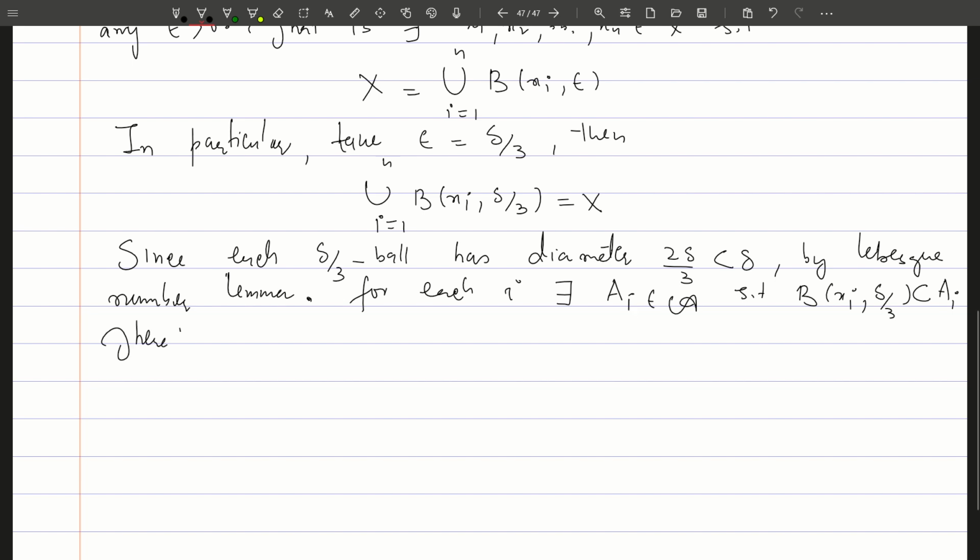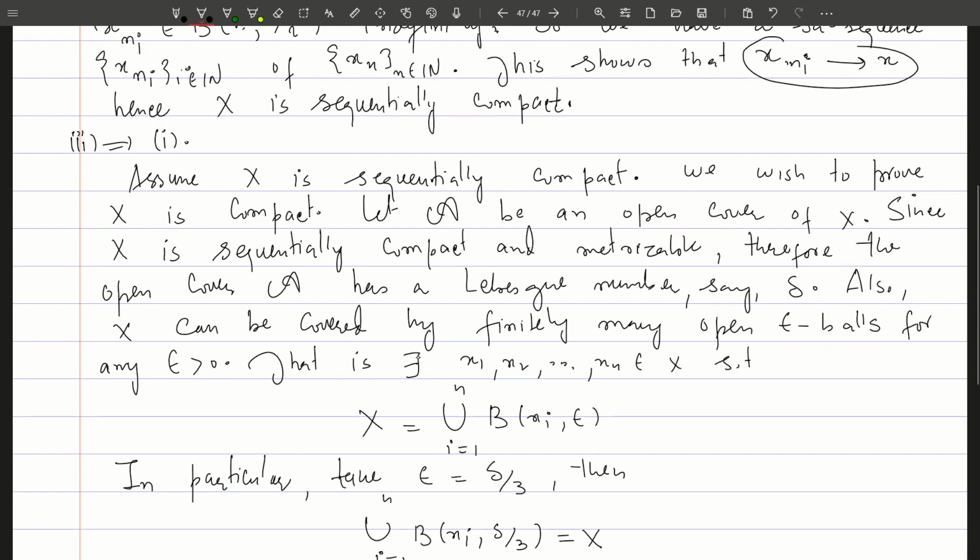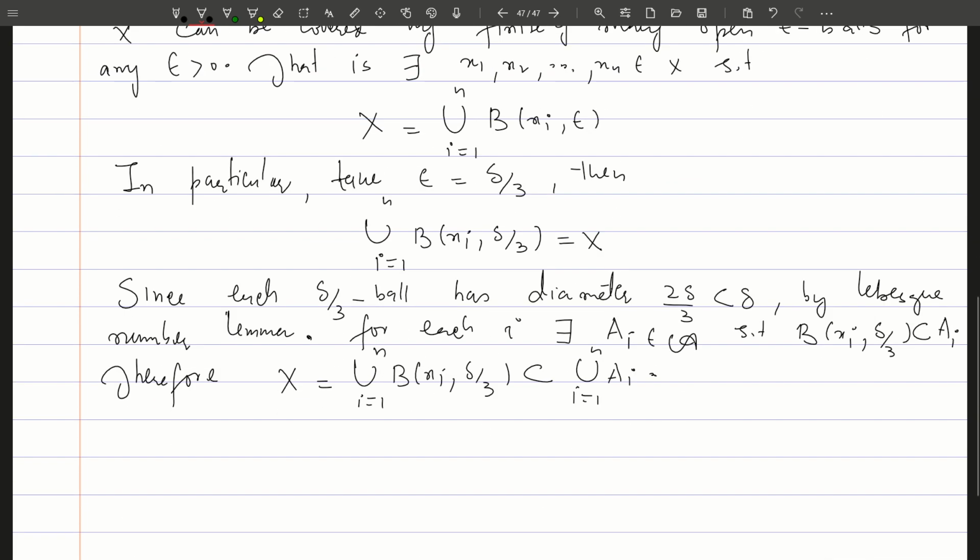Therefore, we can write X as the union of these balls, and since each ball is contained inside Ai, this is a subset of the union of finitely many Ai's. So what we proved here is that we chose this script A to be an open cover of X, and we proved that there are finitely many elements in this fancy A which also cover X. So that means X is compact. Hence this fancy A exhibits a finite subcover of X, hence X is compact.